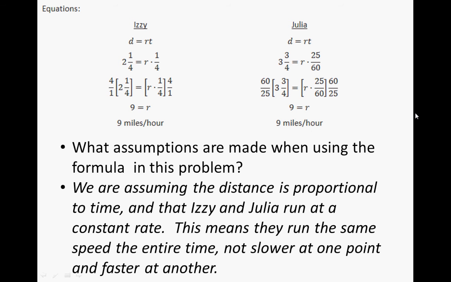So what assumptions are made when using the formula in this problem? Well, we are assuming the distance is proportional to time and that Izzy and Julia run at a constant rate. This means they run the same speed over the entire time, not slower at one point and faster at another.